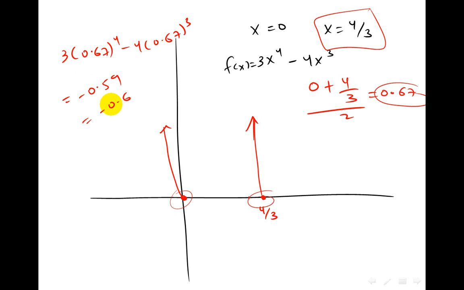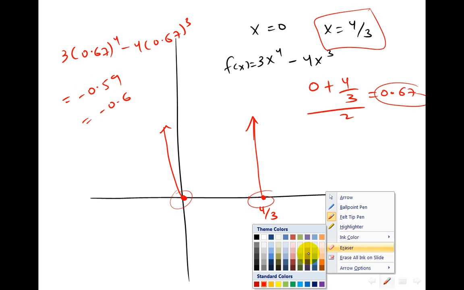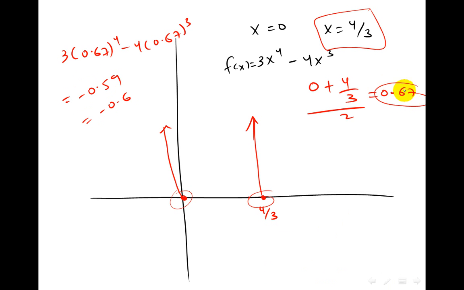Okay, so I found the point that's negative 0.59, almost 0.6. And what's this number first? It's here 0.67, and here it's going to be negative 0.6. So you'll have a point here. So the graph is coming this way, and it will go this way.